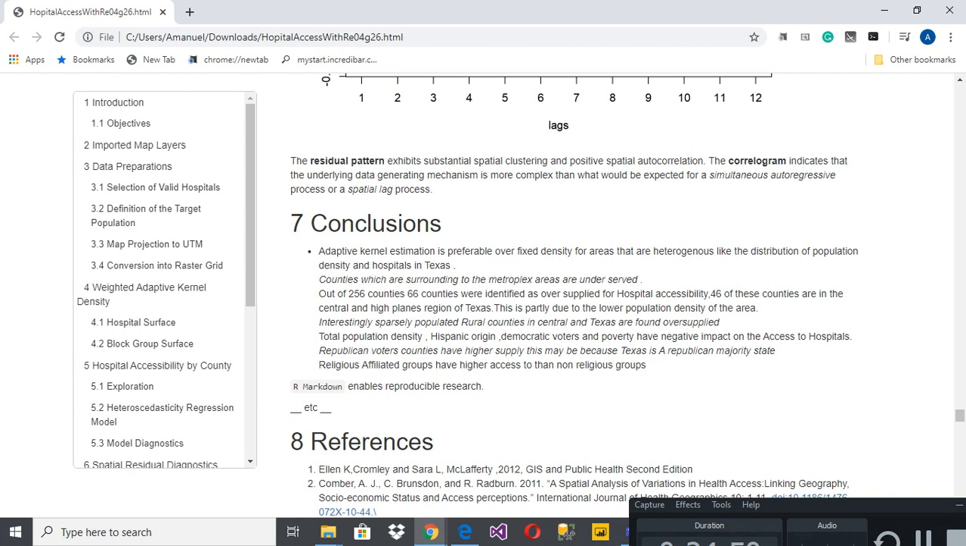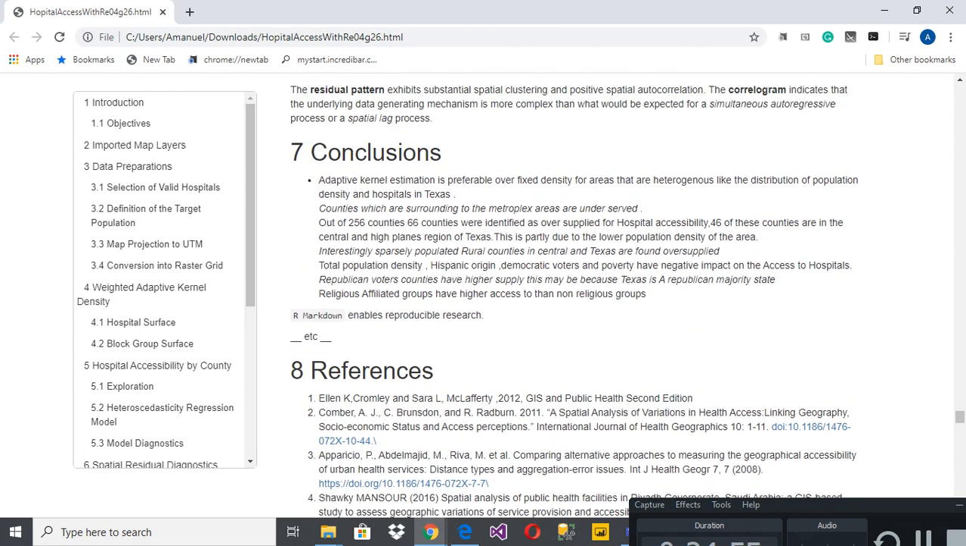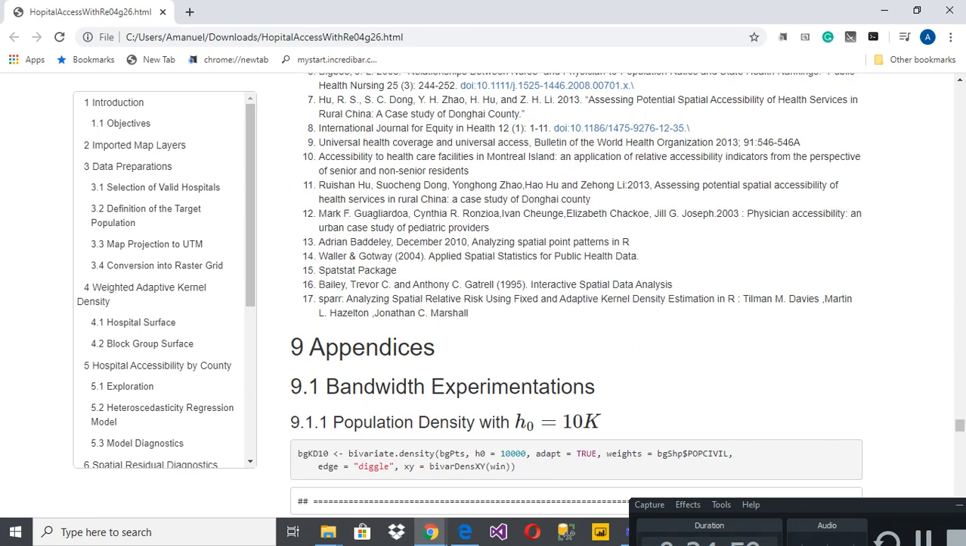So overall, this is what I have. These are the reference materials.